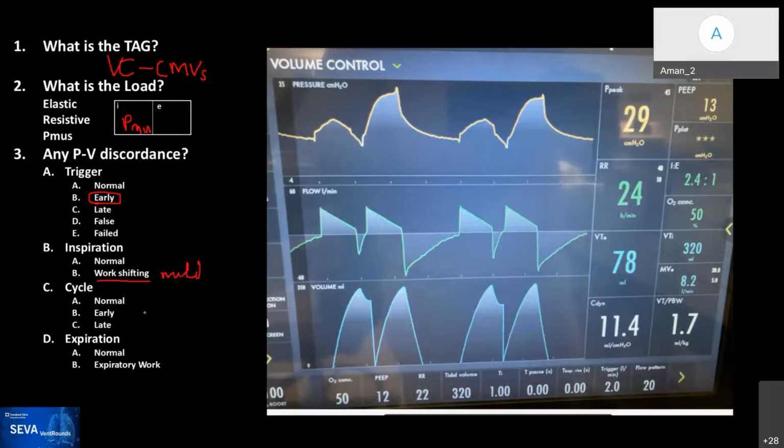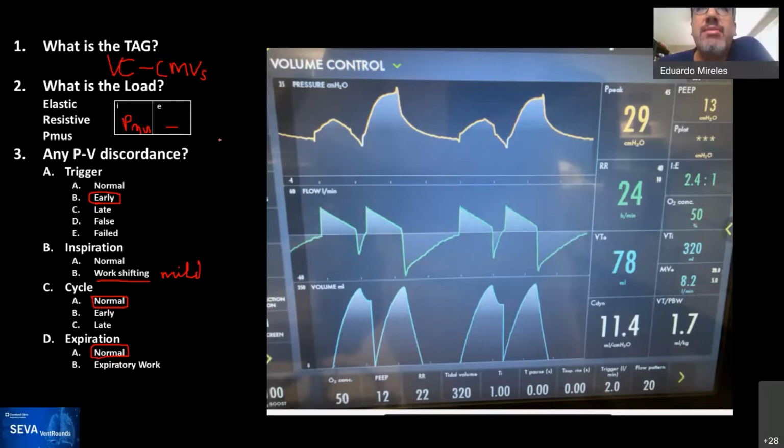So cycle, I think the cycle is fine. It's just a manifestation of the early trigger, so I'll probably not comment much on that. In expiration, there's no work. Overall, the main issue is early trigger. The differential for that would be reverse trigger, if the patient is deeply sedated, which is typically described in the literature because it does look pretty symmetrical. Other than that, the same old discussion. This may just be patient activity at a particular time, but that's about it.